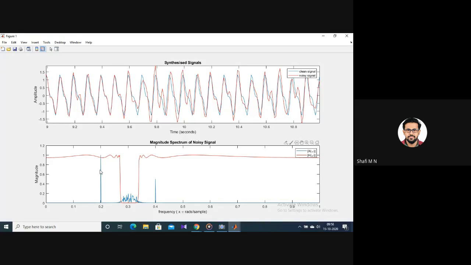0.2 is your main component, and 0.4 is another important component, and this is the noise. Clear ആയോ എന്താണെന്നുള്ളത്? എല്ലാവരും ഒന്ന് ഫോക്കസ് ചെയ്യുക. I will wind up in 3-4 minutes.